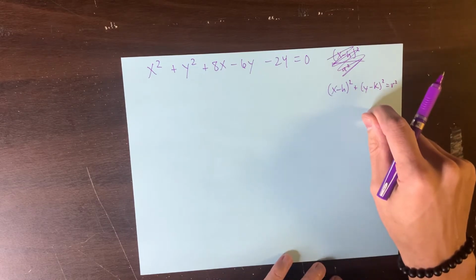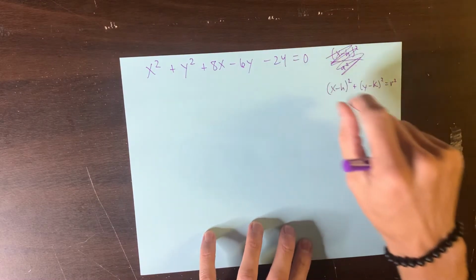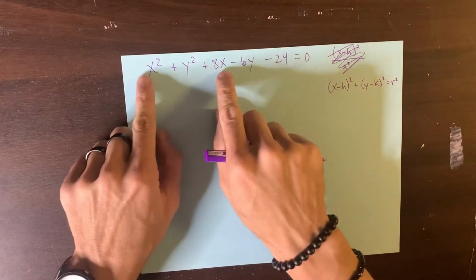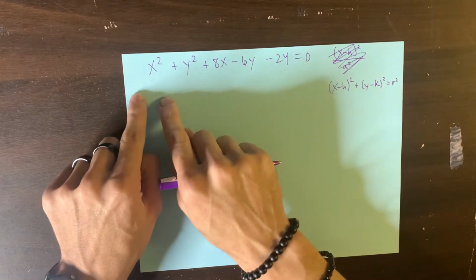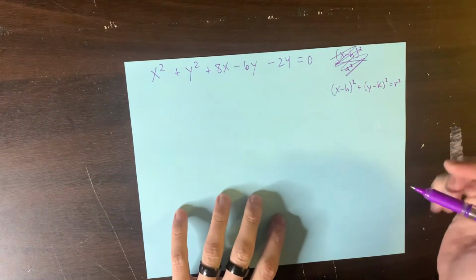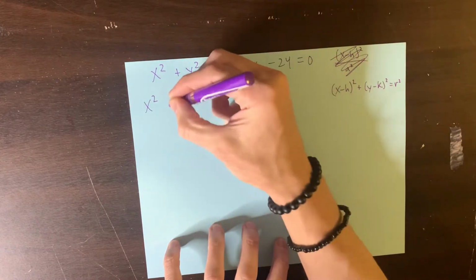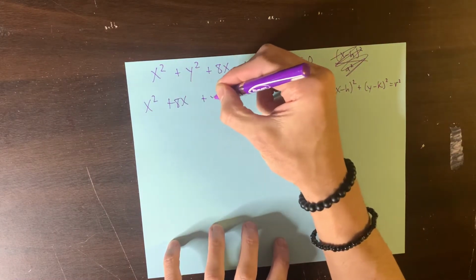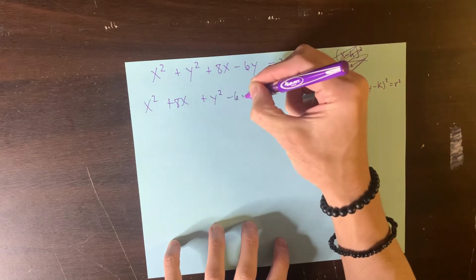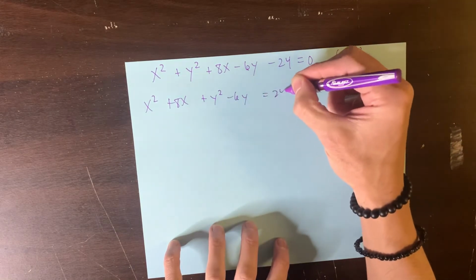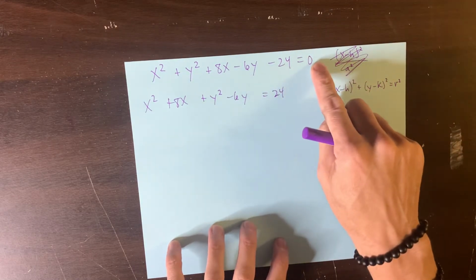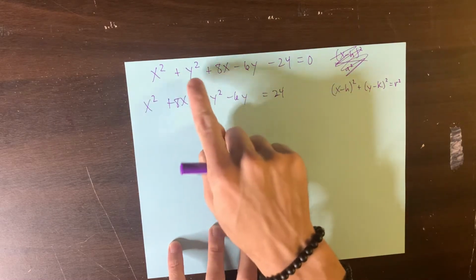Here's my recommendation. You see that constant? Move it to the other side. And while you're at it, shuffle pieces around so x's are with x's and y's are with y's. We can group things around. So we're going to have this: x squared plus 8x plus y squared minus 6y equals 24. Okay, so I moved that over there. I put these side by side, put those side by side.